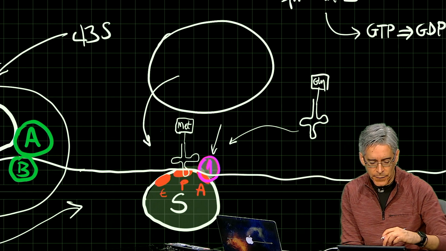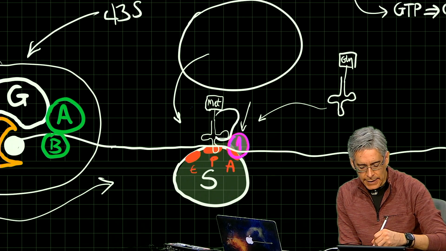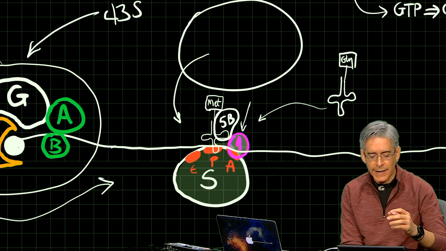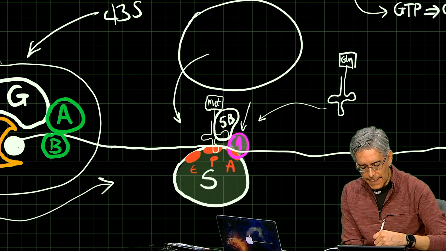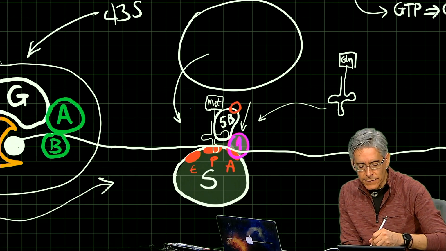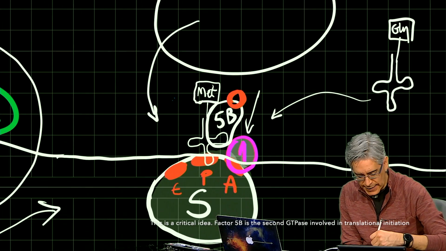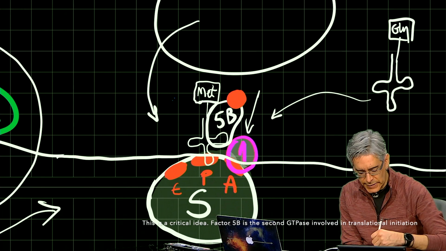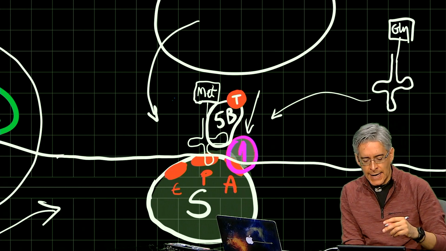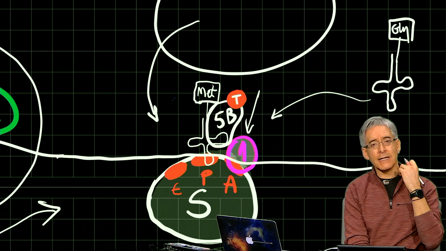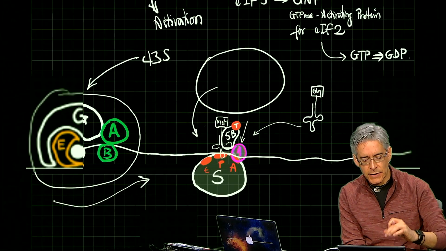And that will happen at this point because there will be another factor that will now associate here, and that will be factor 5b. And factor 5b will be recruited into the small ribosomal subunit in the presence of GTP because factor 5b is another GTPase. So factor 5b is the second GTPase that we have in this process. So I'm going to write a T to indicate that this is GTP, and factor 5b will hydrolyze that GTP only once the large ribosomal subunit has associated to the small ribosomal subunit.